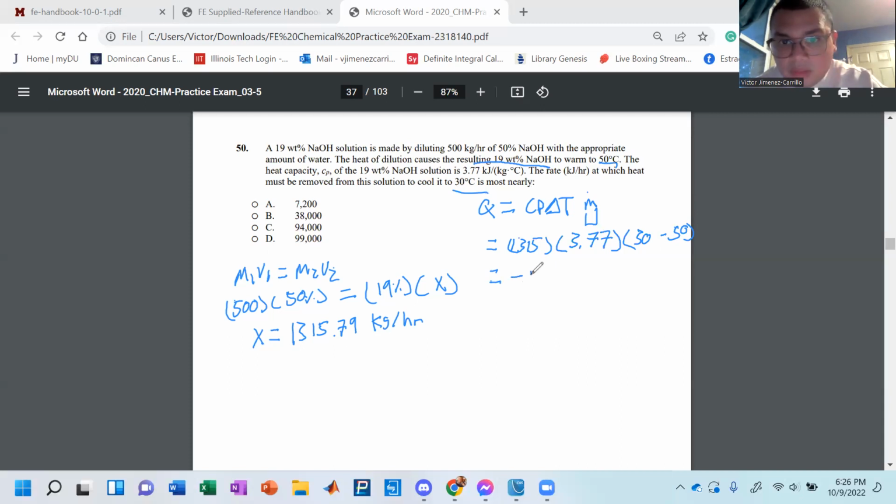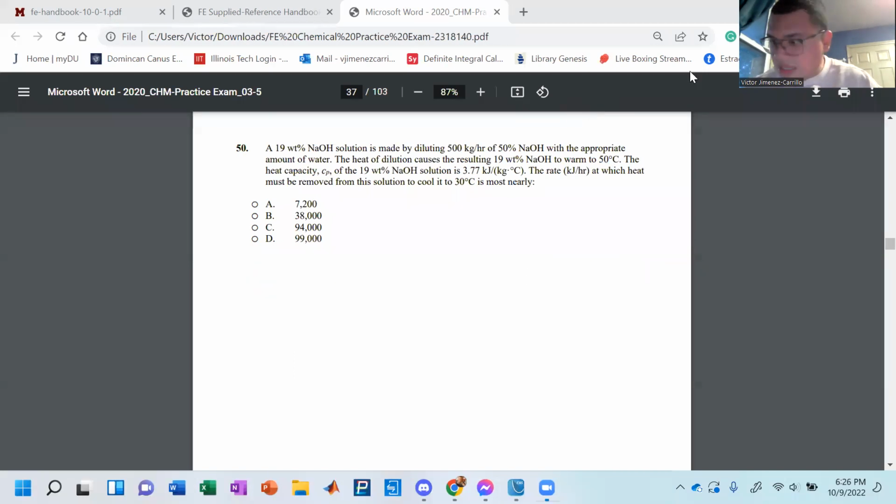It's going to become 99,210 kilojoules per hour. And that makes sense to answer D. Now, remember, in this whole case, the hardest part was figuring out in your head the mass of the 19% weight solution. And that's how you always do it. Just think about it as a simple dilution, and the rest is just basic thermo. And that's all for that question.